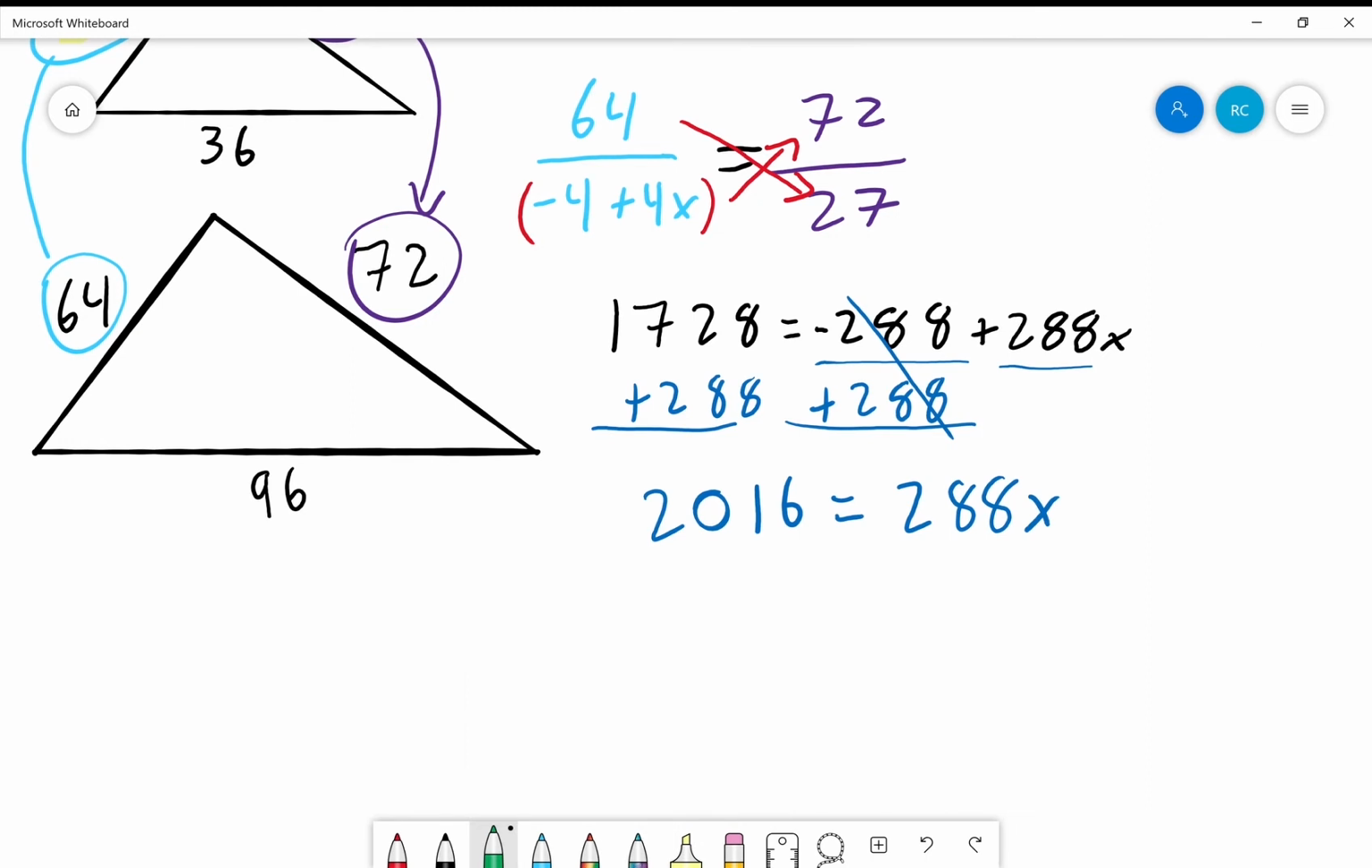I will switch colors again for the last step. Divide by 288. Divide by 288. 288 divided by 288 is 1. And 2016 divided by 288 is 7. So we get x equals 7.